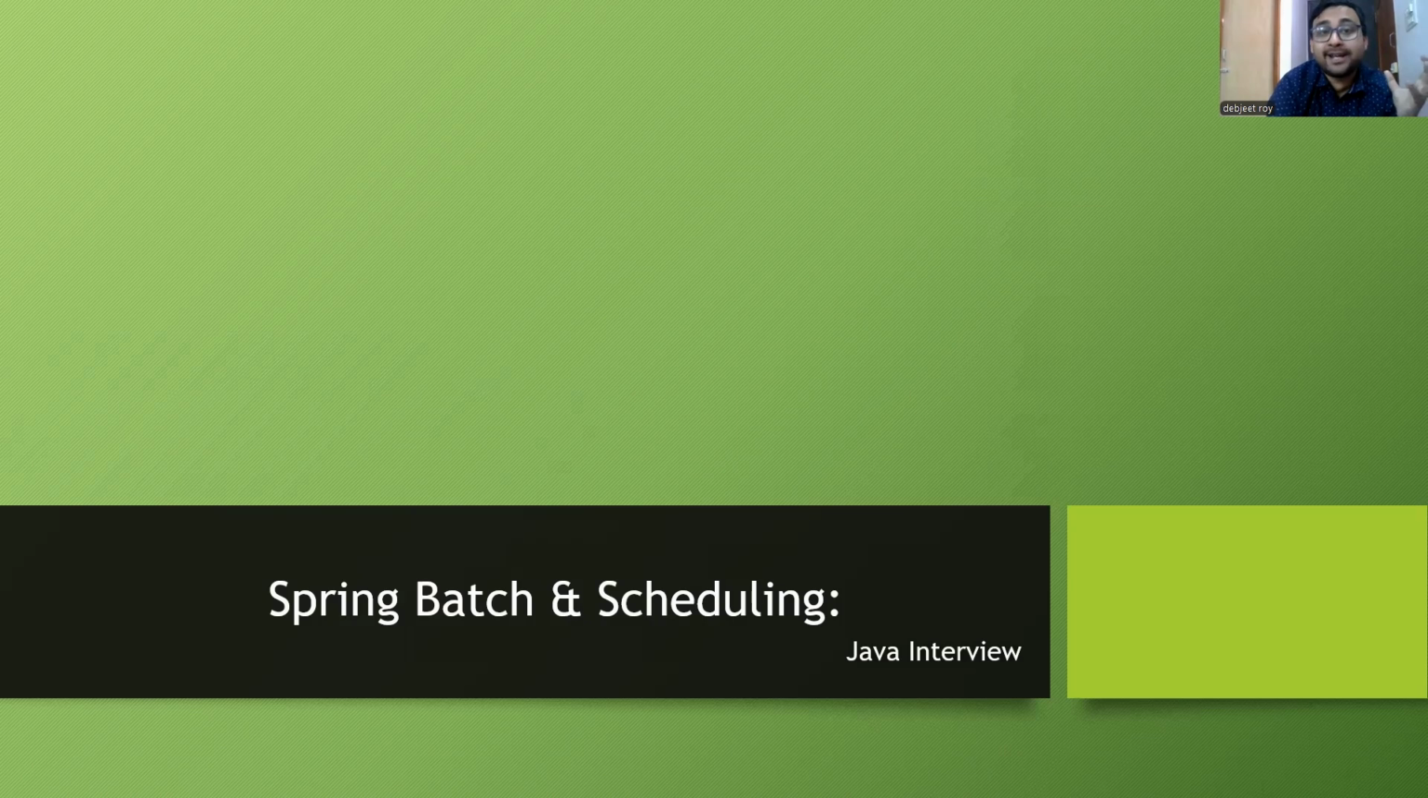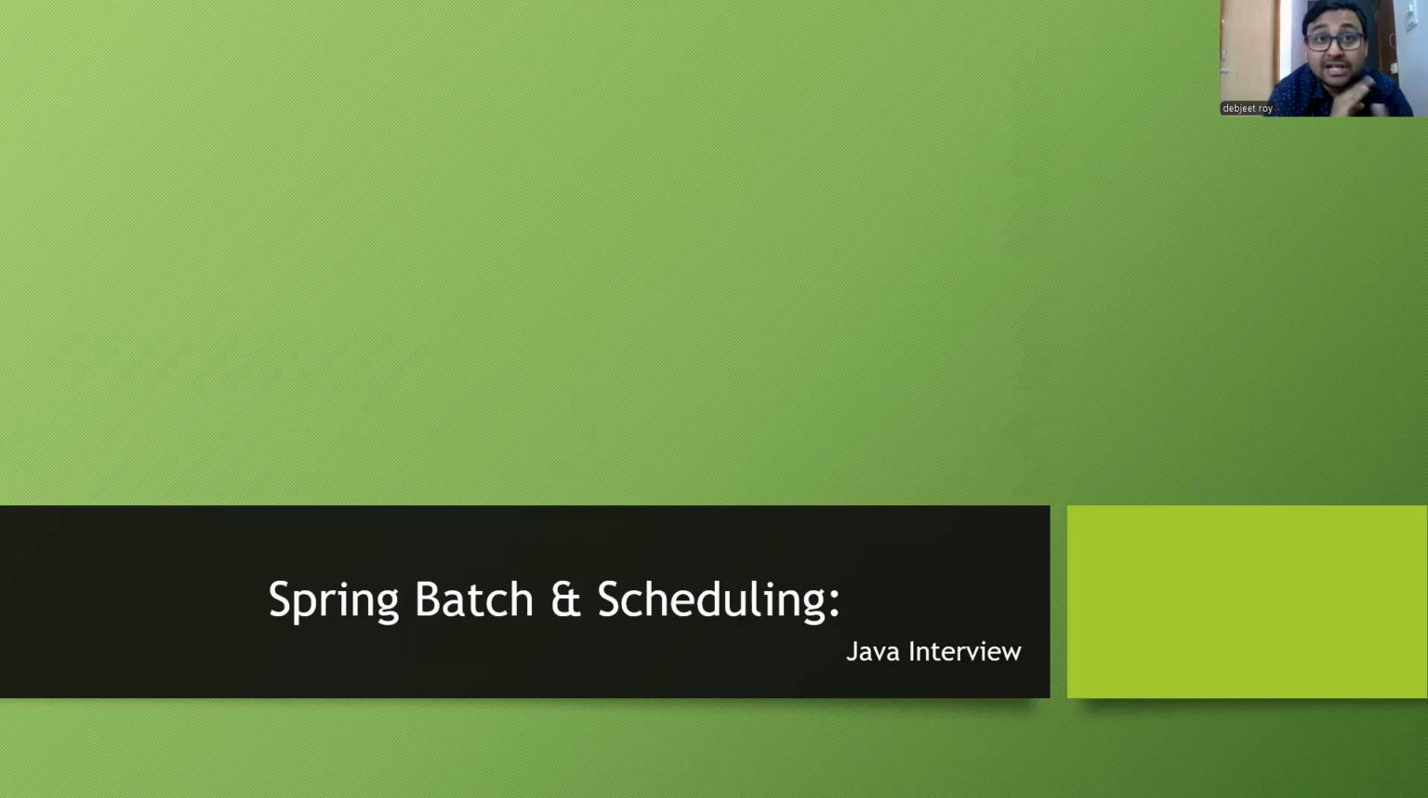It can be vice versa: you can fetch the data from the file to the database, or from the database to the file. Both can be done via Spring Batch. So how to implement Spring Batch? I've already created a video on that. You can just search for it in my video section and you will get to know. Spring Batch is very crucial and it is asked in interviews as well.